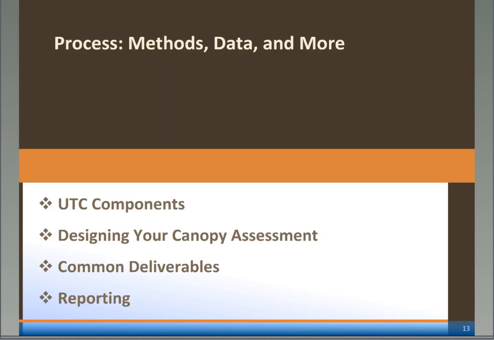So let's dive into part of the process. I'll talk about the components involved in UTC assessment, how I would recommend you think about designing your own canopy assessment, what would be the most useful in your community. We'll talk about some of the common deliverables that you receive from these assessments, and then I'll talk a little bit about how we do the reporting and some of the recommendations typically that come out of these assessments.